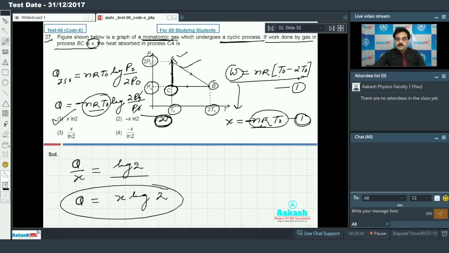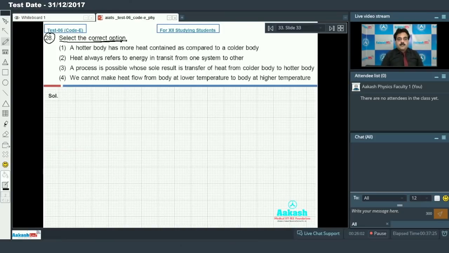So now I am going to take question number 28. Select the correct option. A hotter body has more heat contained as compared to a colder body. No, this is not true, because the temperature difference will decide the flow of heat. Because if I take a simple example, suppose I have 2 water containers.